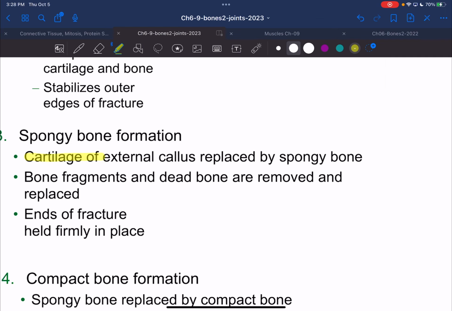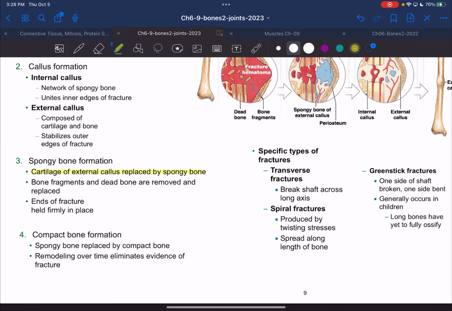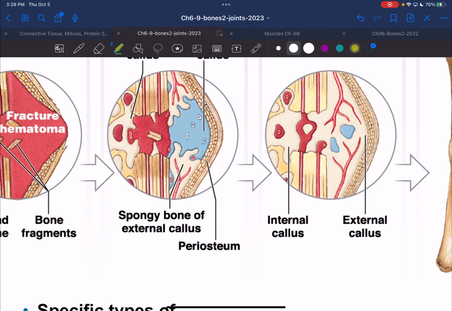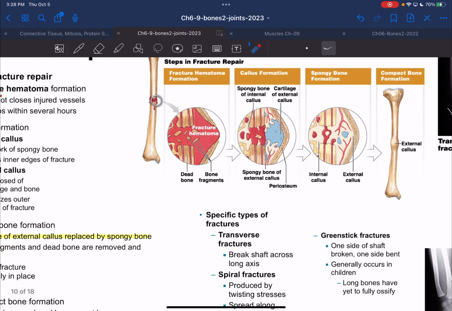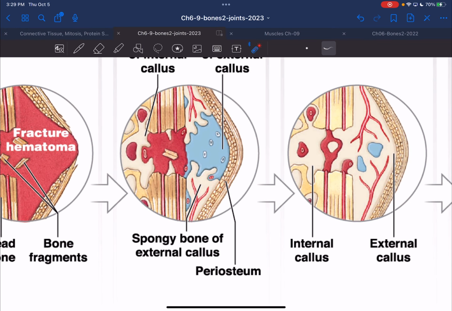Here, let's highlight cartilage. It's going to be replaced by bone. And then this is where we get slightly complicated. When we look at our external callus, in the beginning, even though it doesn't demonstrate it here, keep in mind that it's going to grow very fragmented, and fragmented bone is spongy bone in this case.